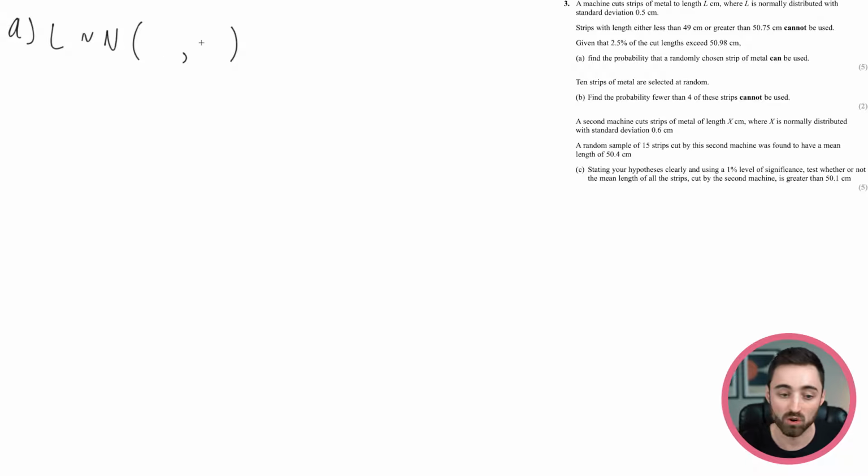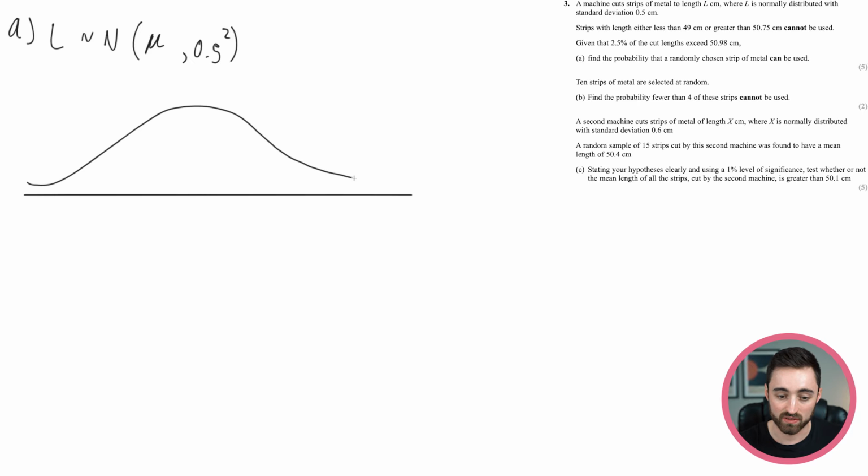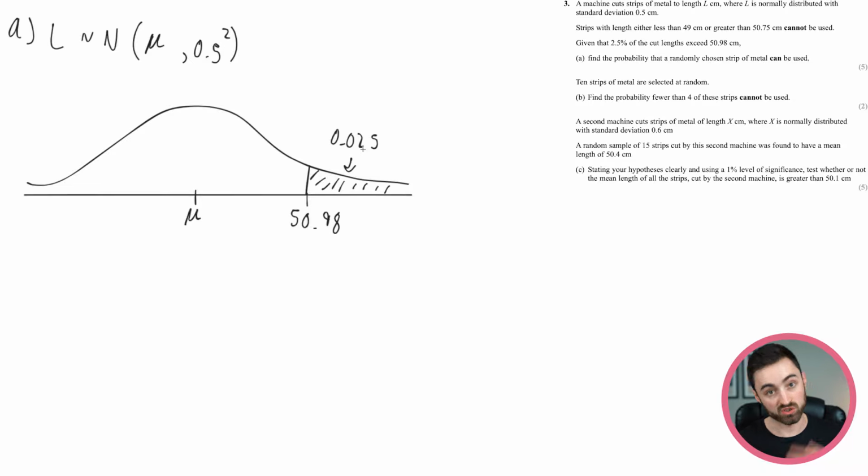We do know sigma, it is 0.5, so in the distribution that would be represented as 0.5 squared, because it's the variance. And mu is unknown. The piece of information I'm going to use here is the fact that 2.5% of the cut lengths exceed 50.98. To represent what this means, I've got my mu in the middle here, which I don't know. And for 50.98, I know that this area here, everything greater than that, is 0.025 or 2.5%.